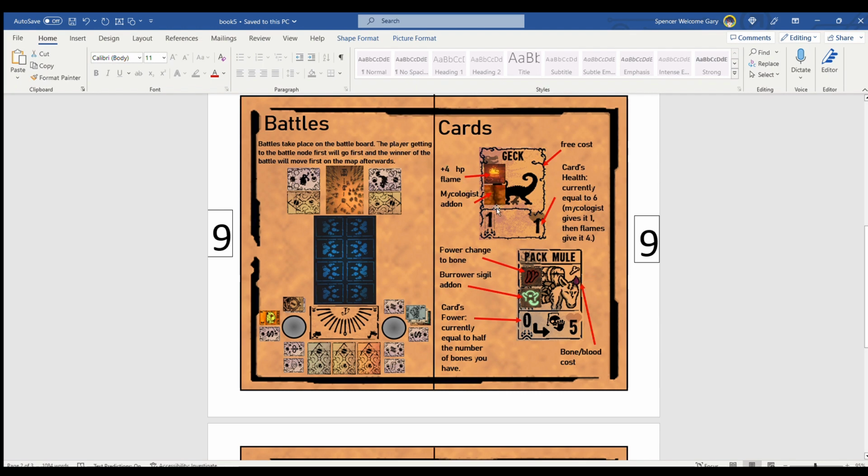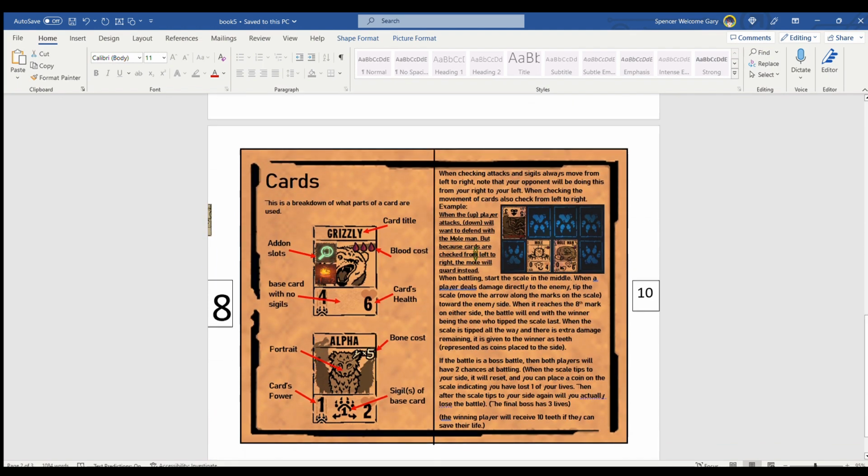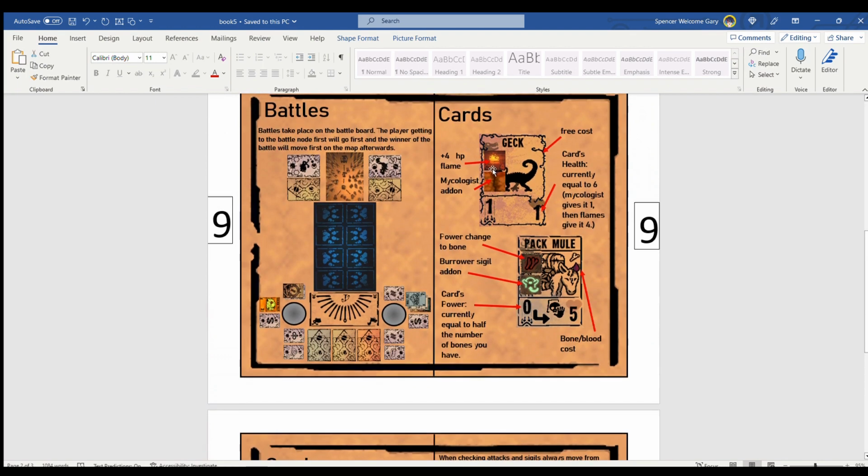Some explanations of sigils that weren't explained in this one, because this one shows off a sigil add-on and a campfire add-on. Here's one that's just health for the campfire, and here's a mycologist add-on. And then here's another sigil, and here's a power changer. So for example, this Pack Mule has bone power instead of regular power right now. So the card's power is currently equal to half the number of bones you have because of this sigil, or add-on.